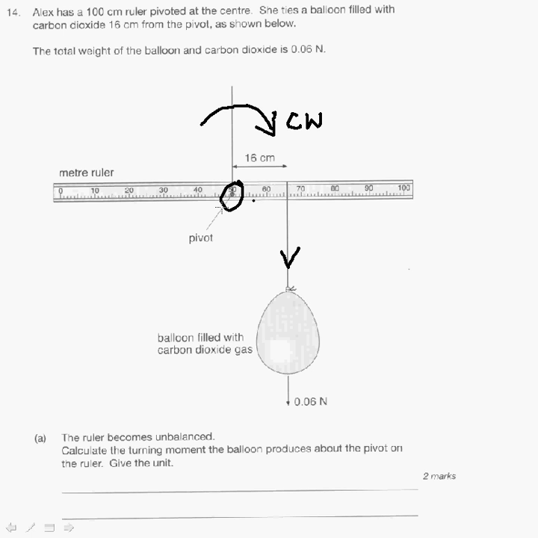And in the absence of any other weight, you can see why it's unbalanced, as it's mentioned in the first part of the question. Okay, the ruler becomes unbalanced. Calculate the turning moment of the balloon produced about the pivot on the ruler. Give the unit. Now, an important thing in questions like this is to look at the number of marks. You can see 2. So the calculation with 1 mark, the unit will be the second mark.